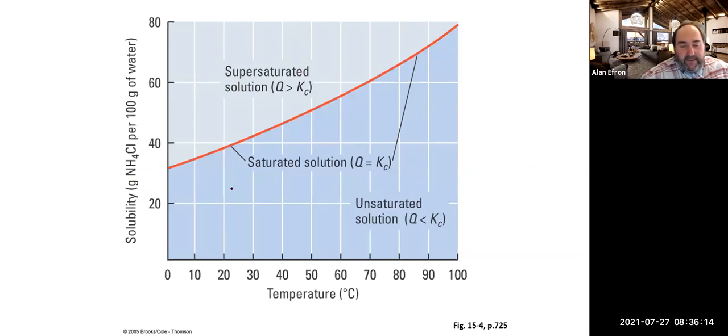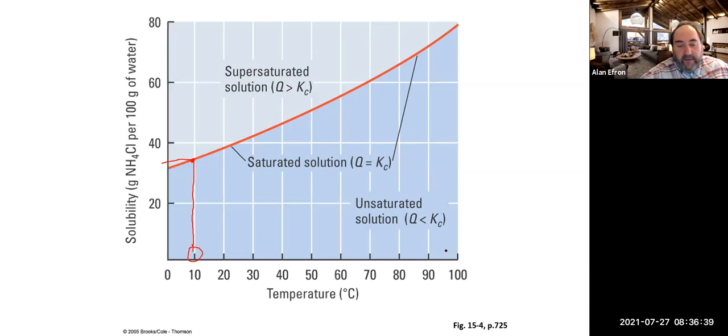And again, we do see an increase in solubility. We'll just look at it. This is for ammonium chloride, for example, in 100 grams of water. What we see here is that at a lower temperature, the amount of ammonium chloride you could dissolve, for example at 10 degrees Celsius, is right around here. So 30-ish grams per 100.